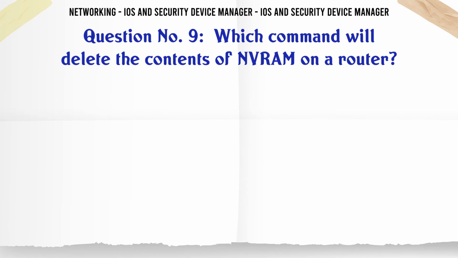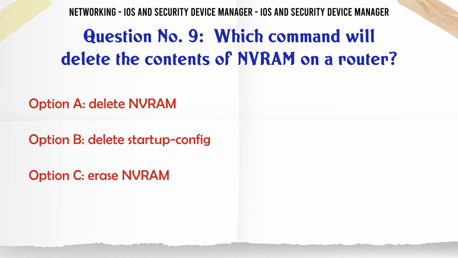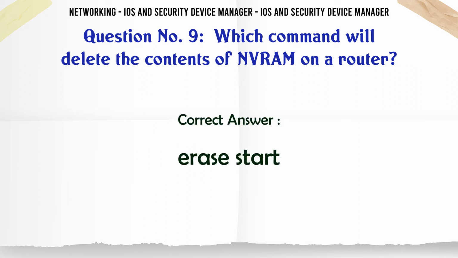Which command will delete the contents of NVRAM on a router? A. Delete NVRAM. B. Delete startup config. C. Erase NVRAM. D. Erase start. The correct answer is erase start.